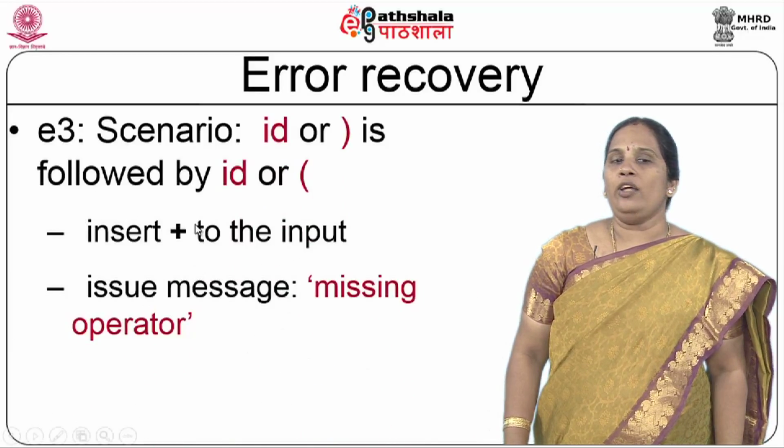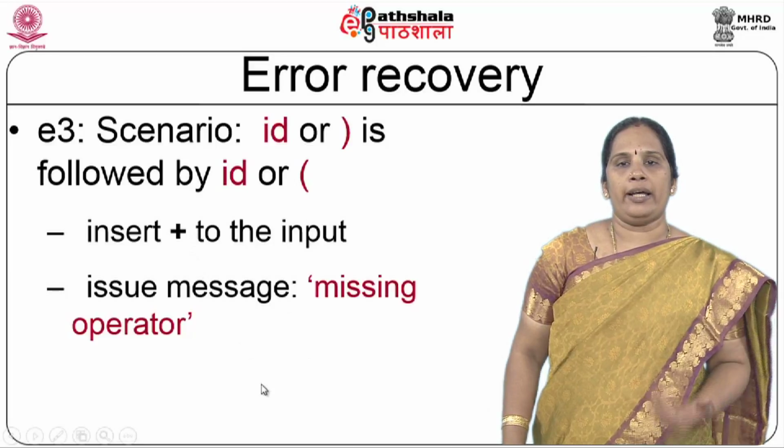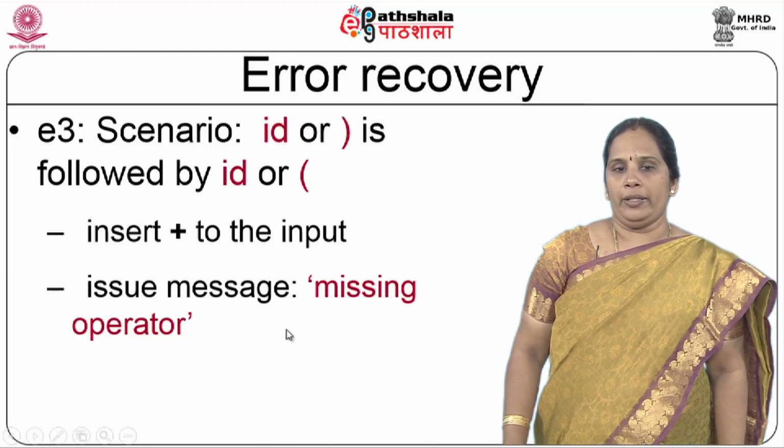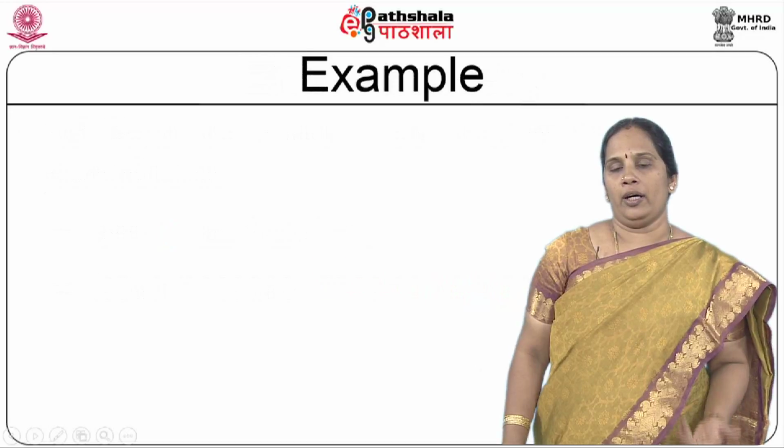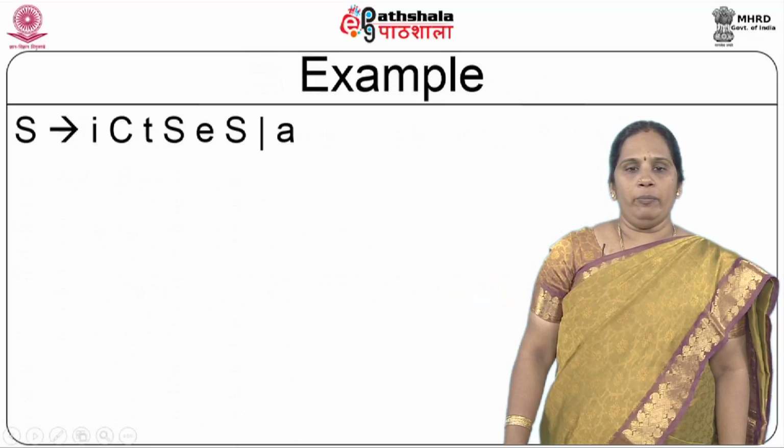And E3 is the scenario where an ID or close parenthesis is followed by an ID or open parenthesis. So, you can insert any operator, plus or star, here and then issue a message called missing operator. The last one is an open parenthesis alone, with no close parenthesis. So, you have to issue a message missing right parenthesis here. So, these are the 4 possible error recovery messages.